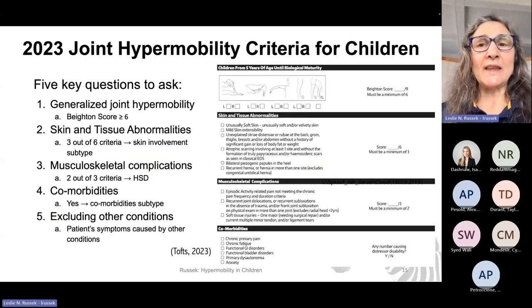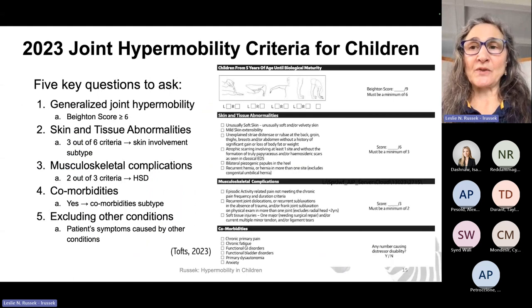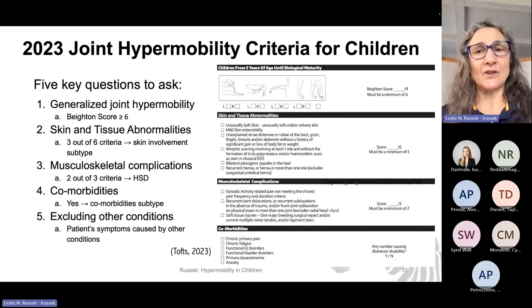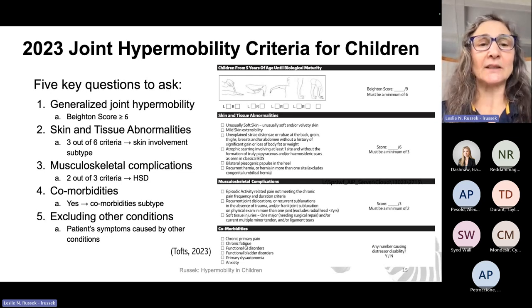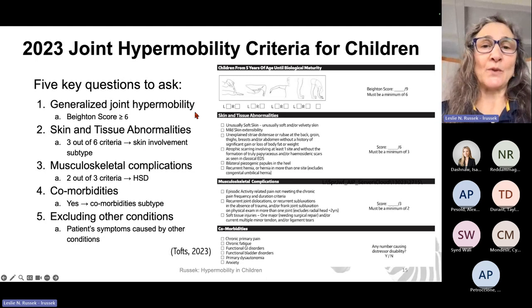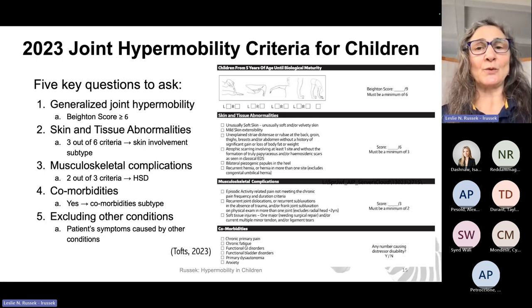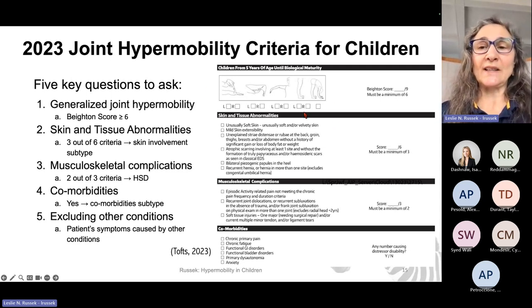In 2023, they developed criteria specifically for children. And it's kind of interesting, they only have the HSD diagnosis now. So they did away with HEDS entirely, basically for the same reason I just explained. It's not helpful to separate adults into the two. So we again have the Beighton score that kids need to score at least 6 out of 9 here.